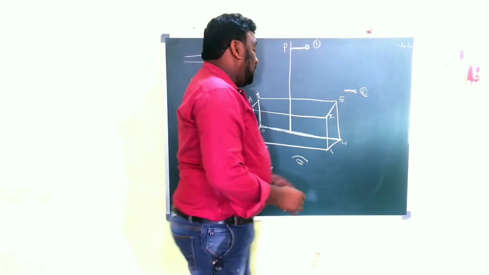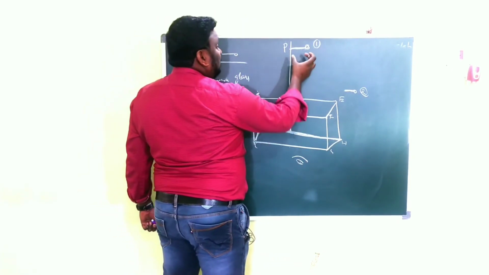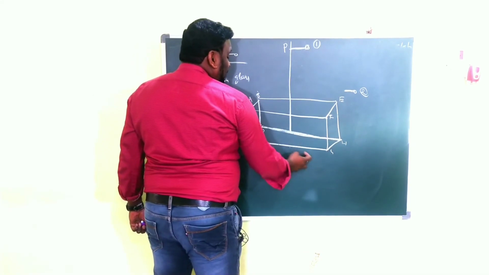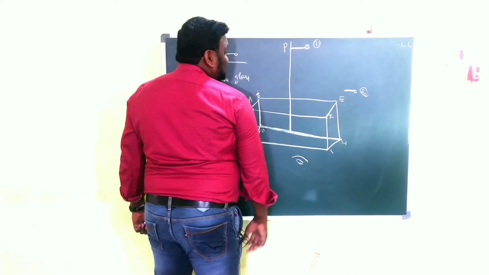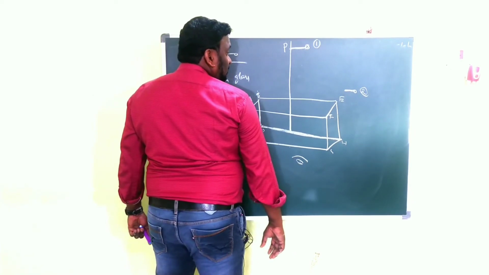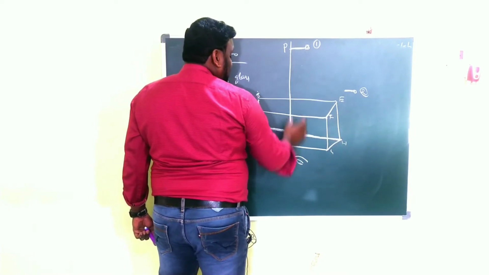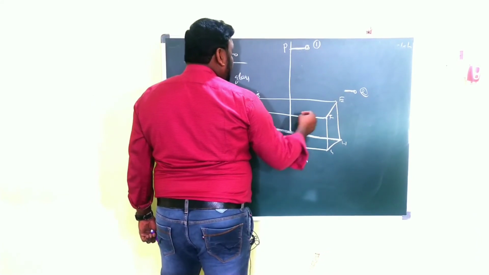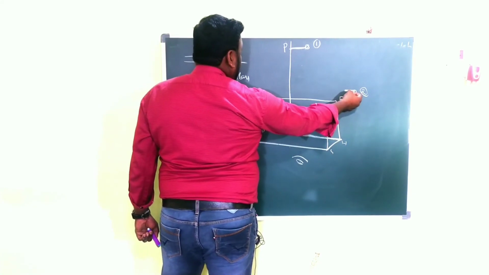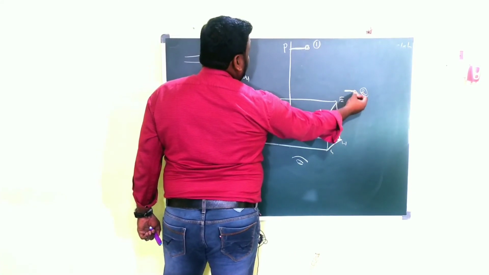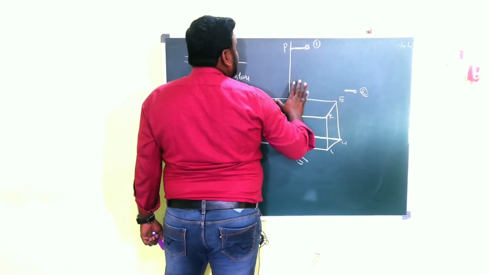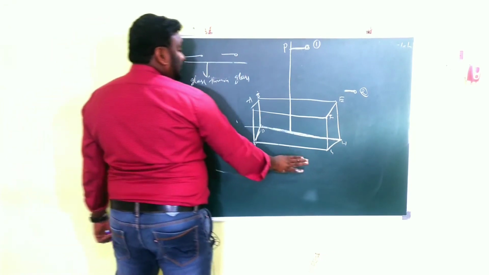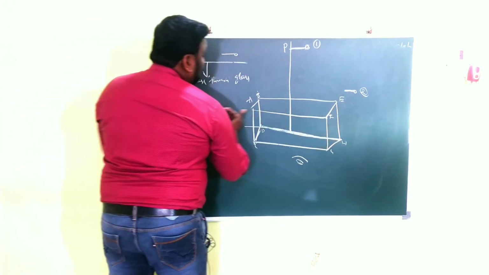When we want to view the image of this particular pin through the glass slab, observing from the other side of the glass slab, we will find the image somewhere, and where we find it, there we keep some other second pin. After that we watch these two, they should seem straight, and after that we remove the glass slab.